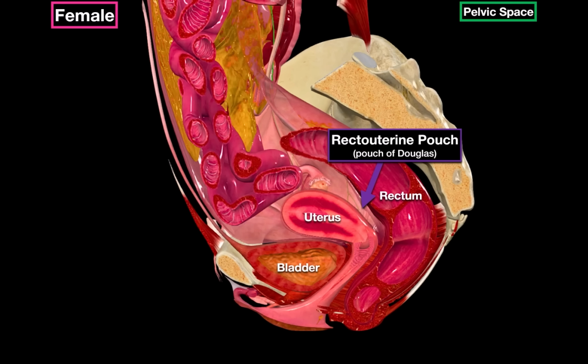The pouch of Douglas is the most dependent part of the entire peritoneal cavity in females. Whether the patient is supine or upright, fluid will collect here first. This is why on ultrasound or CT, this is where you look for free fluid in the female pelvis. It is also why a ruptured ectopic pregnancy presents with blood pooling in the pouch of Douglas.